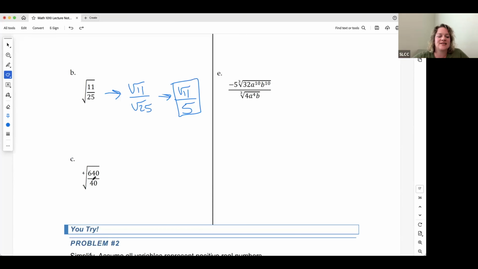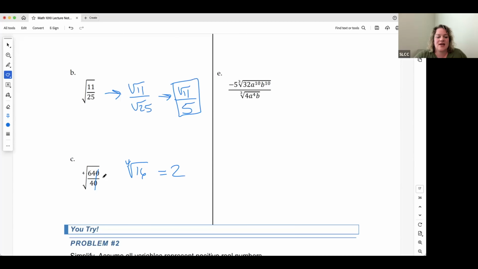Okay, let's divide 640 divided by 40. They can both be divided by 10, and then 64 over 4 is 16. I just got rid of the fraction. So the fourth root of 16. What times what times what times what will give you 16? So the fourth root of 16 is 2. 2 times 2 times 2 times 2 will give you 16.